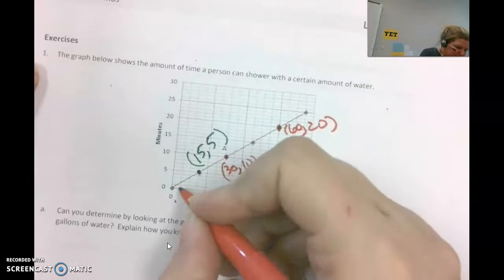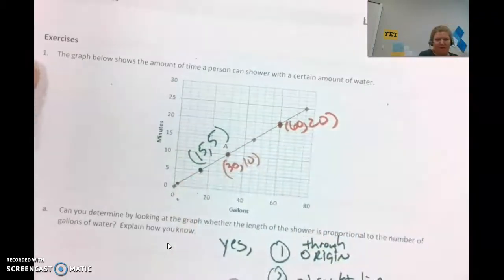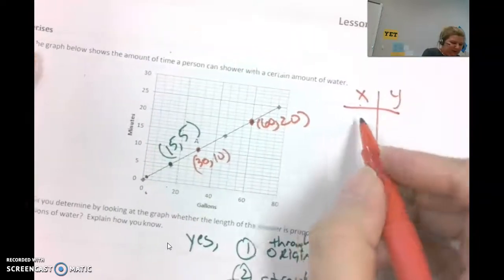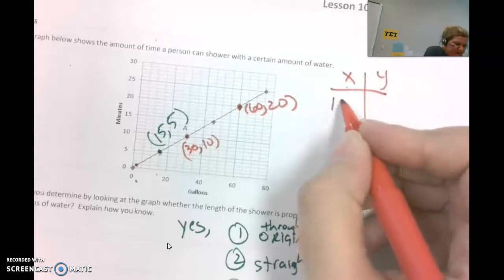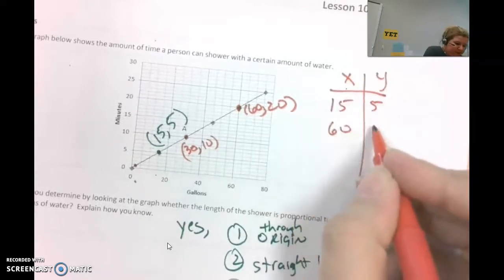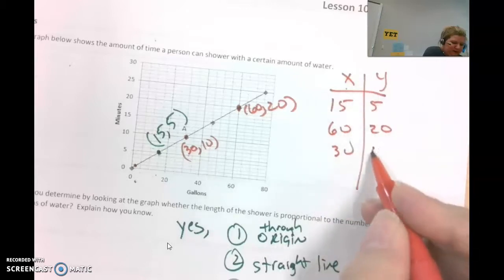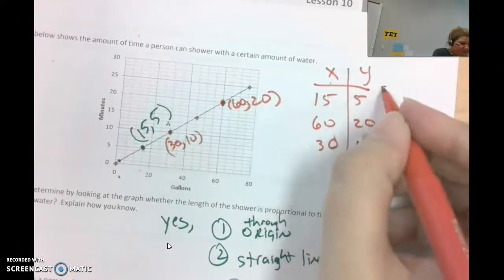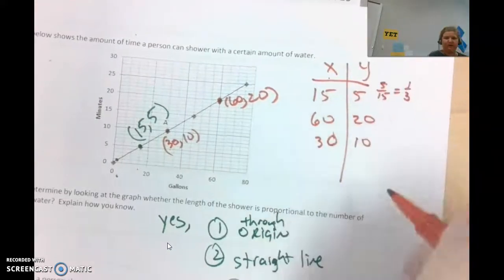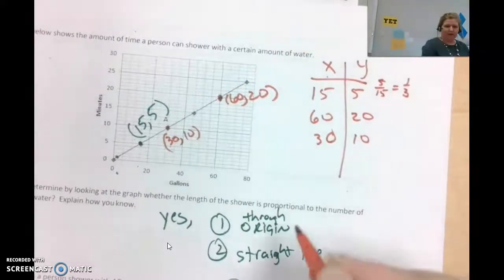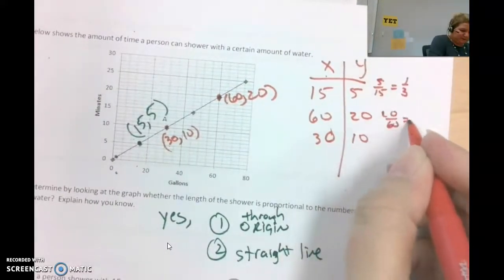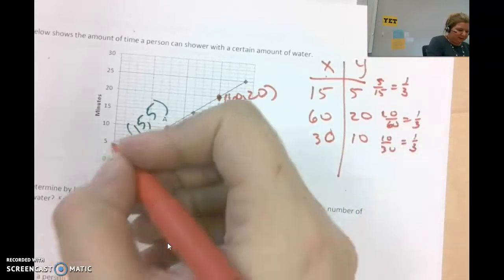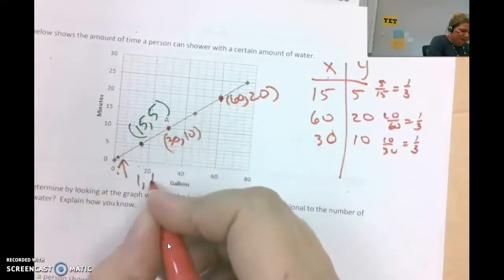Yes. So, this is 5, so it's going to be in here somewhere. We can't really read that, but what we can do is write down our ordered pairs, and then we can divide y divided by x in order to find our unit rate. So if I divide 5 divided by 15, it gives me 1/3. And then if I divide 20 by 60, 1/3. 10 by 30, 1/3. So the unit rate, this point right here, is 1, 1/3.